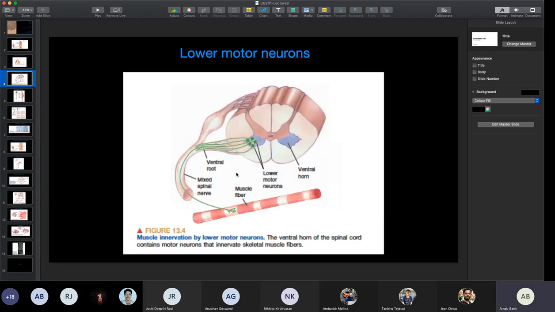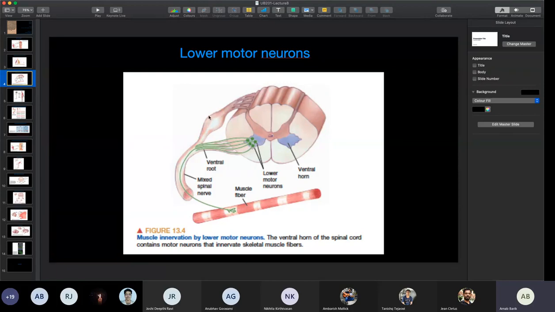Yes, and then there are the muscles that, as I said, are innervated by motor neurons. So they're called lower motor neurons. Why are they lower? Because there are motor neurons in your brain, in your brainstem and in your cortex. So they are connected to these motor neurons, and then they are controlling activity. So those are called the upper motor neurons, and the lower motor neurons are in the spinal cord.